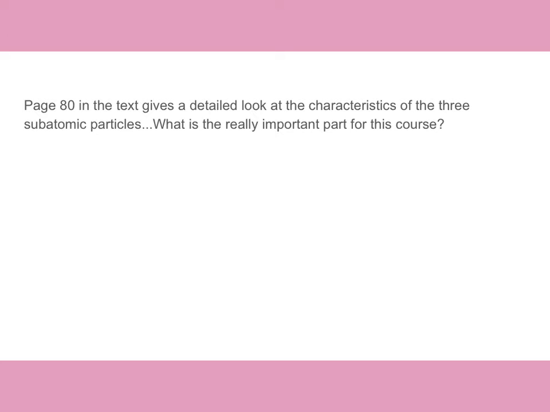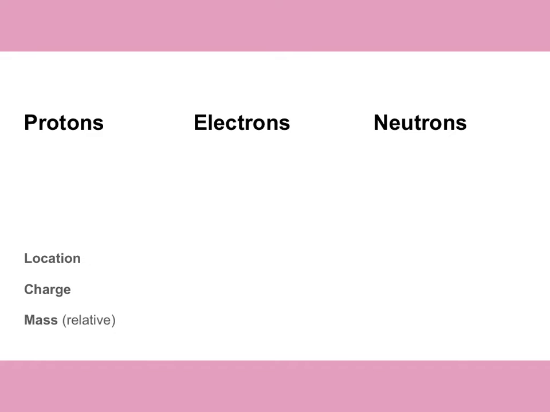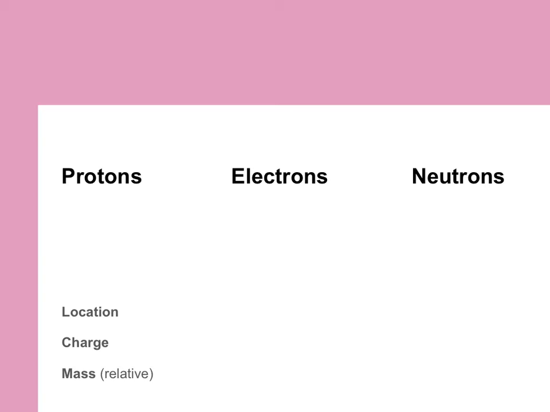There are 3 subatomic particles that we will consider in this course. In your text on page 80, you will find a detailed breakdown of the characteristics of these. It would probably be wise to pause the video right now, open your book to page 80, and just take a peek at that table near the top of the page. We will be focusing on these 3 subatomic particles in this course, the proton, the neutron, and the electron. What do we need to know about these?